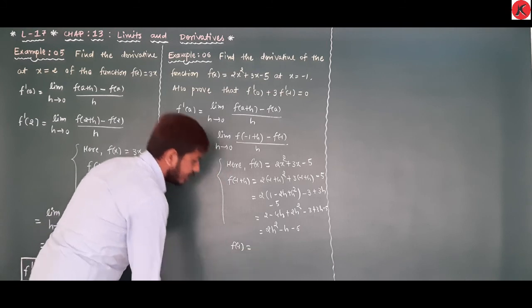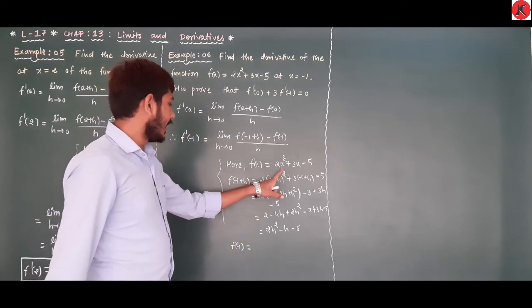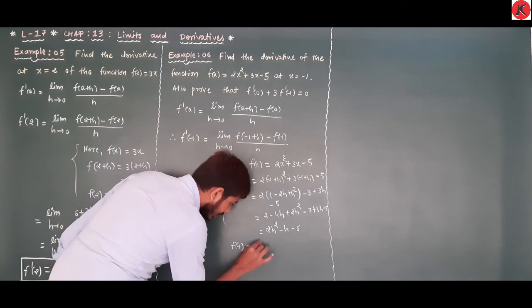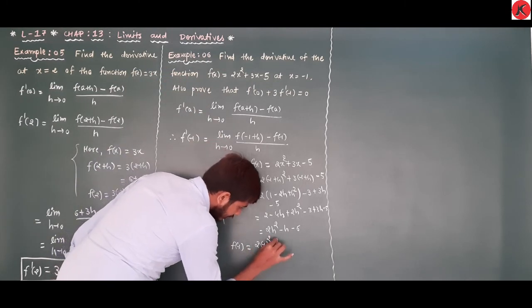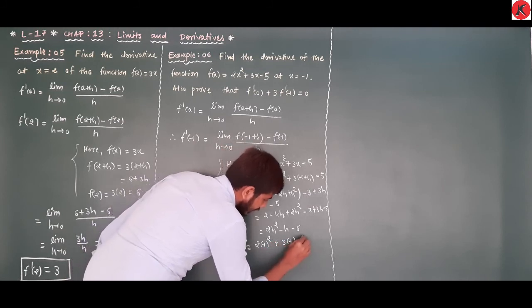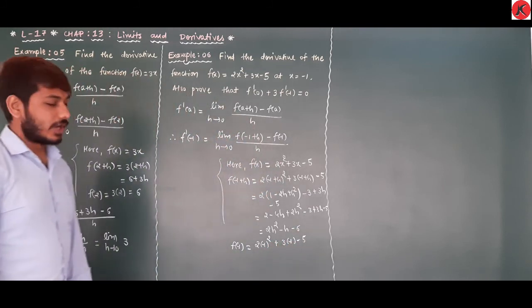Obtain f of minus 1 by putting x equals minus 1 in f of x. We will get 2 into minus 1 square plus 3 into minus 1 minus 5.